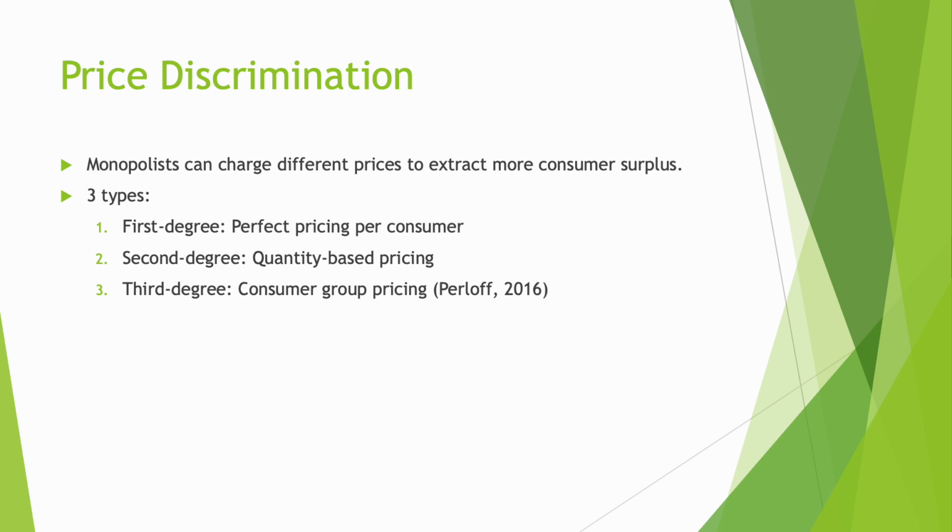There are many different degrees. First degree means perfect pricing per consumer. Second degree, quantity-based pricing. And lastly, third degree, consumer group pricing. In conclusion, you can tell that price discrimination is one of the big parts of monopolies and is what really makes monopolies stand out from the other types of markets.